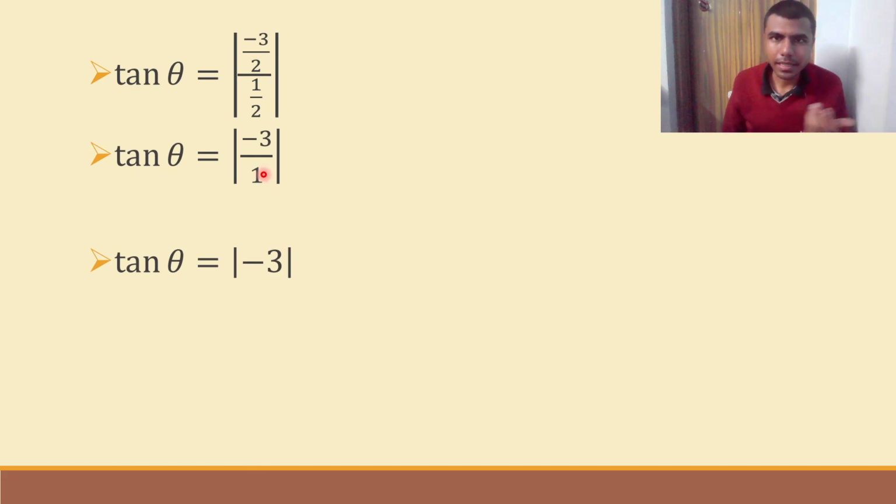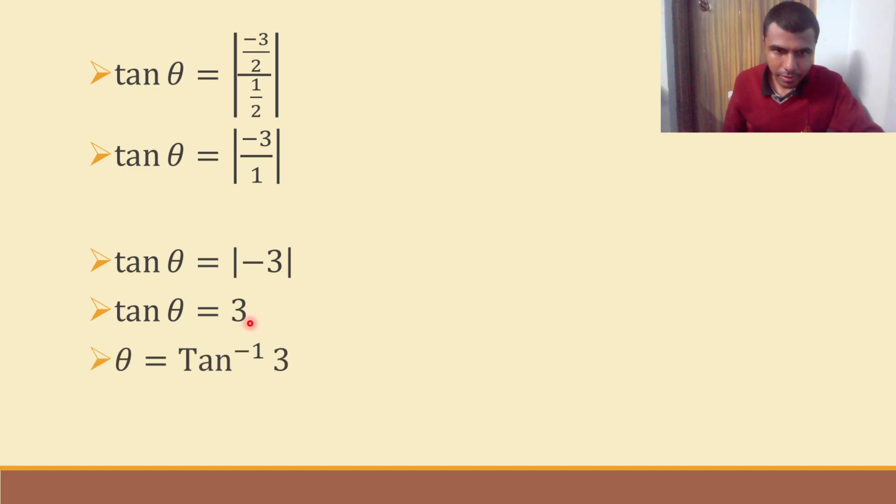Anything by 1 you can just write normally. So modulus of -3 is nothing but plus 3. So tan theta is 3. Now theta is nothing but tan inverse 3.